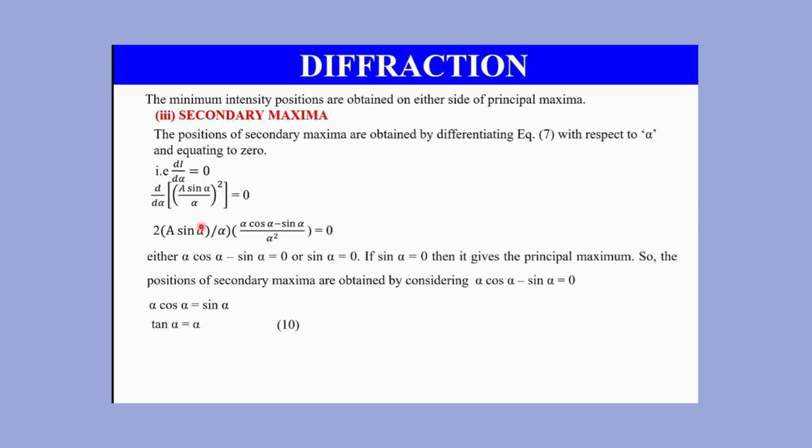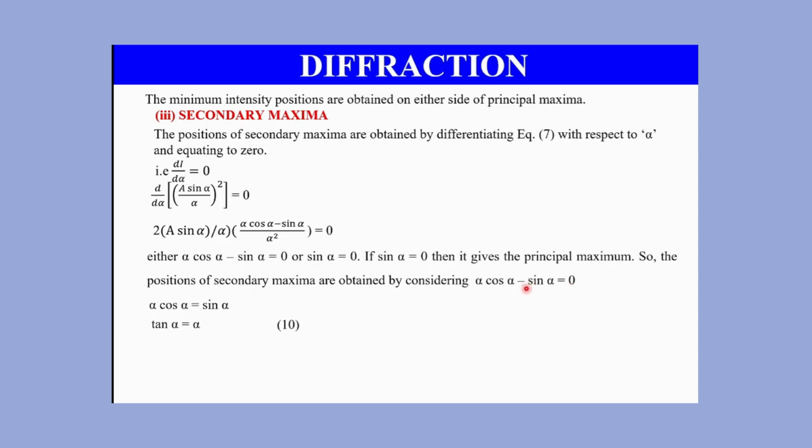Now in this equation, either the first term is equal to 0 or the second term is equal to 0. Let us discuss the first term, that is A sin alpha by alpha equal to 0. If sin alpha is equal to 0, this value will give the principal maximum. Already we discussed this in case 1, so no need to consider this equation again. The other alternative is alpha cos alpha minus sin alpha is equal to 0. This is the only possibility.